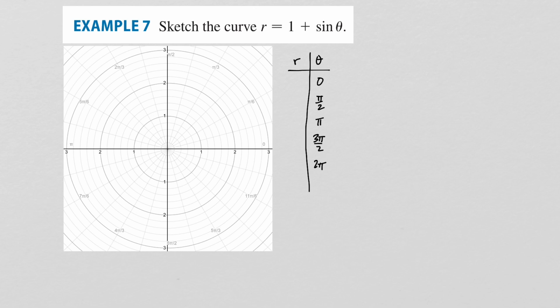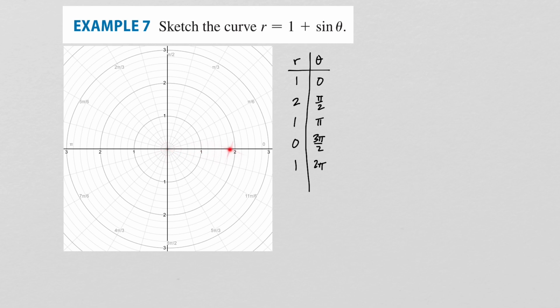So when theta is 0, r is going to be 1 plus the sine of 0. Sine of 0 is 0, and so in this case, r would just be 1. When theta is pi over 2, sine of pi over 2 is 1, and so r is going to be 1 plus 1, which is 2. When theta is pi, sine of pi is 0, so r will be 1 plus 0, which is 1. If theta is 3 pi over 2, the sine of 3 pi over 2 is negative 1, and 1 plus negative 1 is 0. And finally, when you plug in 2 pi, sine of 2 pi is 0, so r will be 1 plus 0, which is 1.